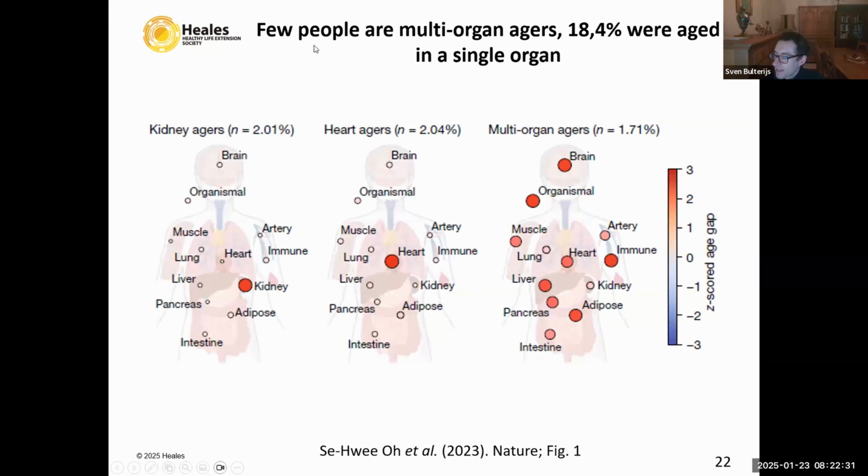And so here, a few people, again, this is a little bit of repetition, of multi-organ ages. In fact, you can see there is only like 1.71% of people, so less than 2% of multi-organ ages. You can see the red dots, that's all the organs in which they were aged. Here you have someone who is a kidney ager. There is 2% of the population there, and you see they are not aged in any other organ. Here, heart ages, not in any other organ, also about 2%. So in fact, for most of these organ systems, about 2% of people are aged in a particular organ.